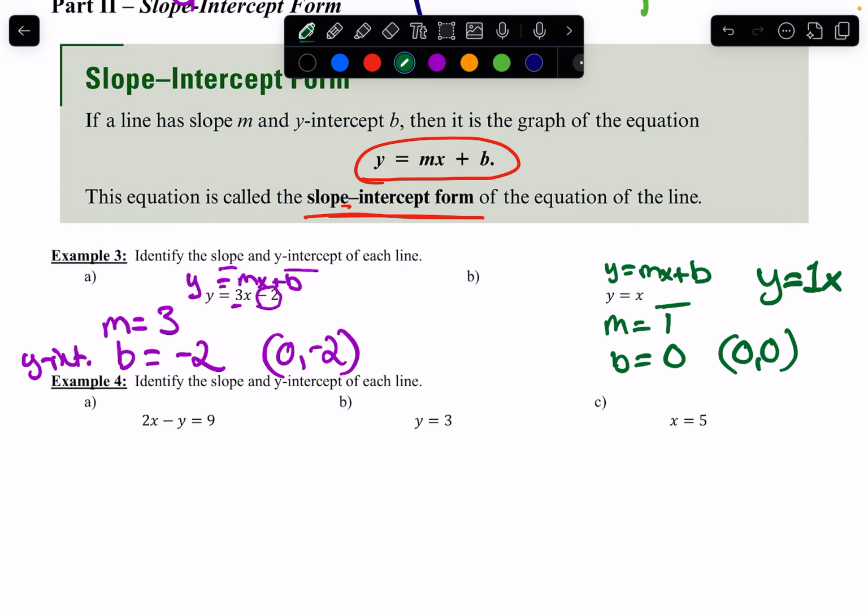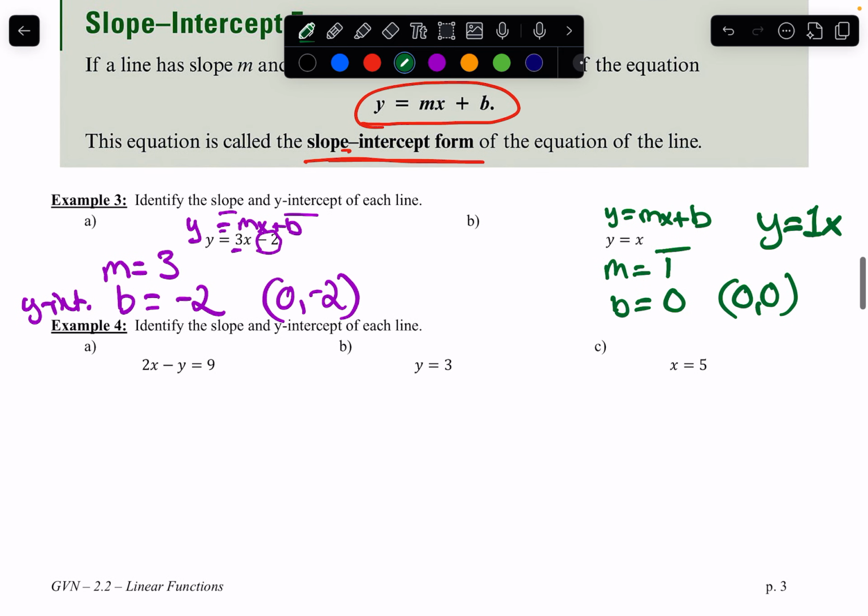Okay, next one. Number 4, identify the slope and y-intercept of each line. So we keep doing the same thing. Now, if we look at this form right here, that is not in the slope-intercept form. So what we want to do is put it in the slope-intercept form before we can identify the slope and the y-intercept. So we want to isolate the y.